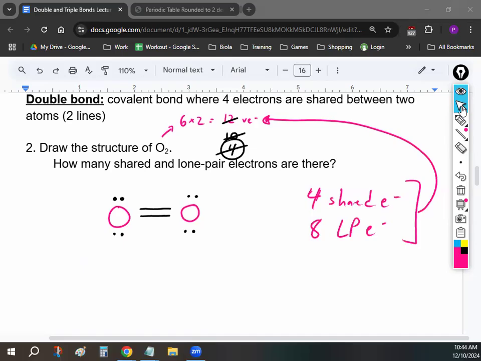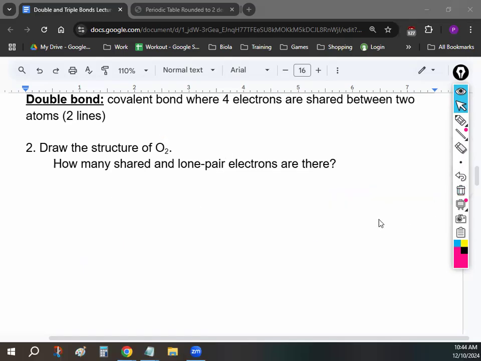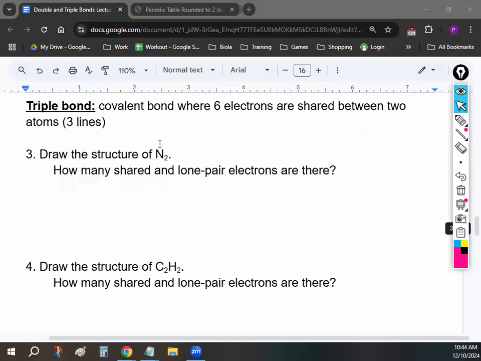You guys can probably guess what a triple bond is, right? Single bond is 2 electrons, double bond is 4 electrons. Well, that means a triple bond is going to be 6 electrons. Okay, so we have a triple bond, it's going to be 6 electrons, and that's when you have 3 lines in between 2 elements.